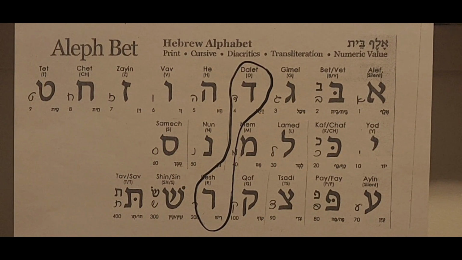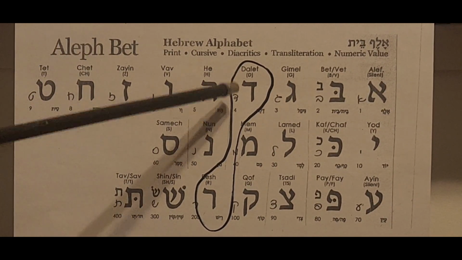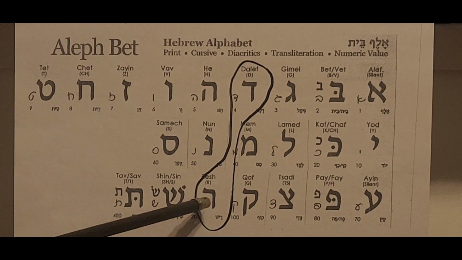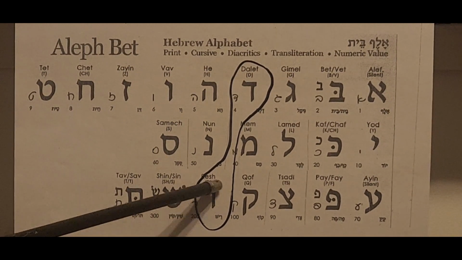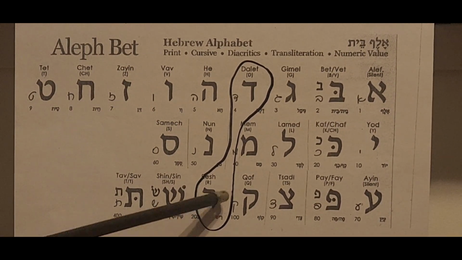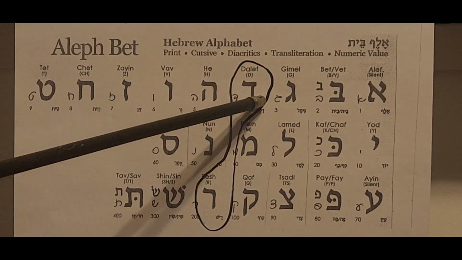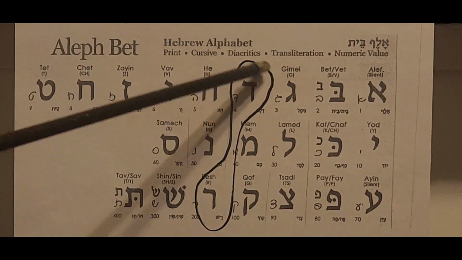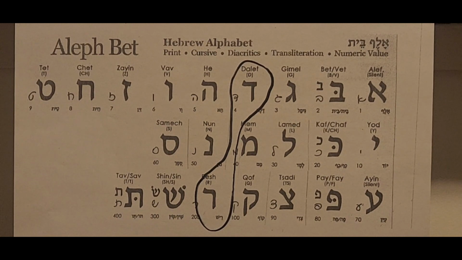Here we have the Dalet and the Resh. The only difference is in this upper right hand corner, the Dalet has a little tail going to the right beyond the down line.